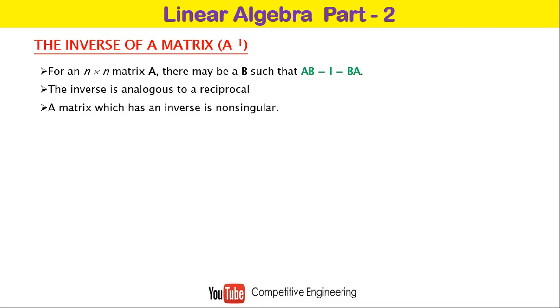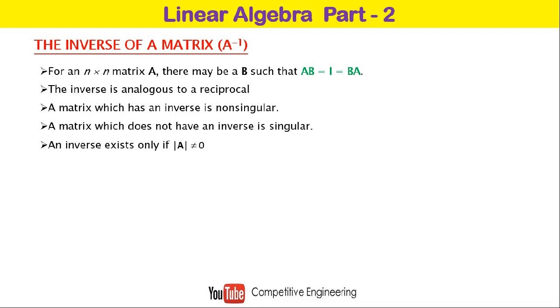So for the inverse to exist for a matrix, the matrix should be non-singular. That means the determinant of the matrix should not be 0. For matrices which are singular, that is determinant equal to 0, the matrix inverse does not exist. So the inverse exists only if determinant of A is not equal to 0. This is a necessary criterion.